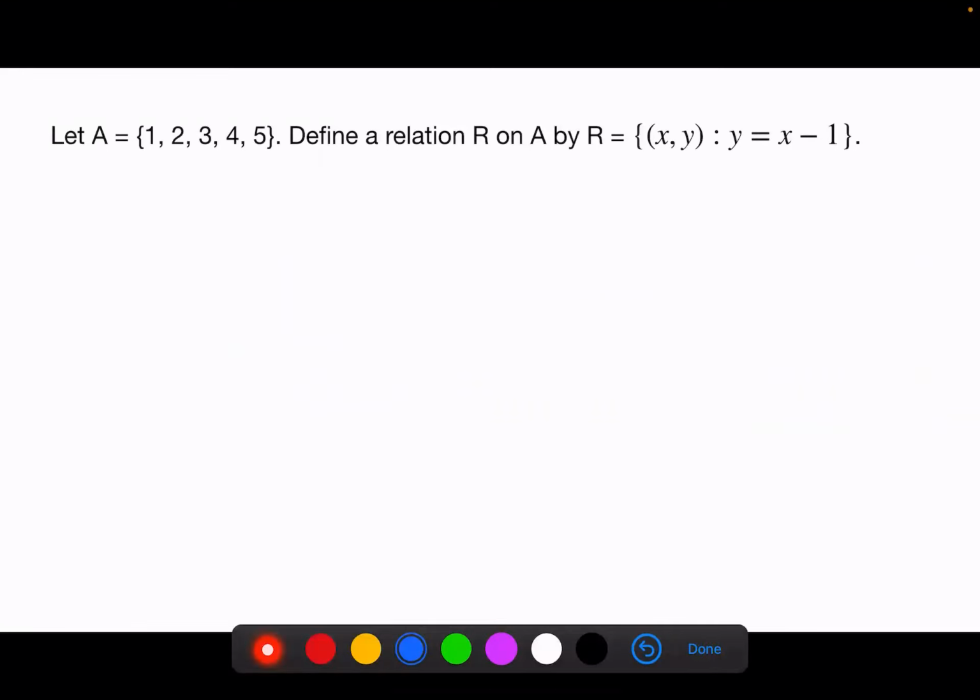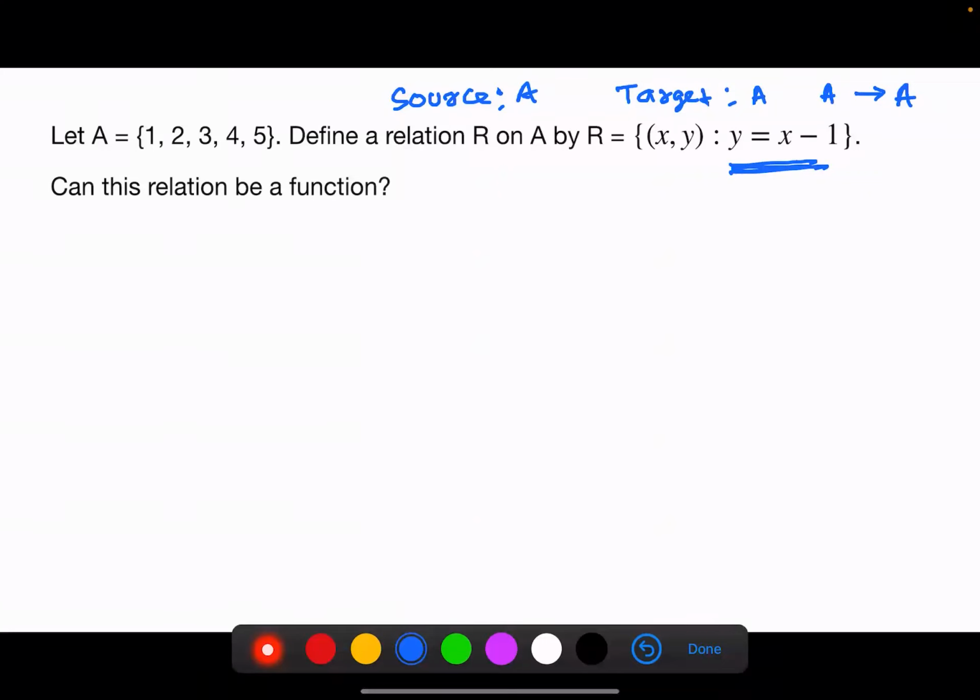Let's move on. Here, let's take an example. We have set A, and we are defining a relation on set A. That means your source is set A, and your target is also set A. So you are going from A to A only. Now, what is the relation? The relation is governed by this rule. Now, the question is, can this relation be a function?